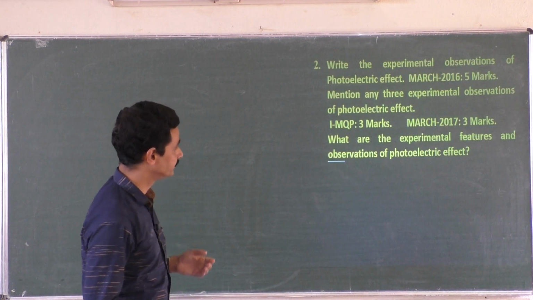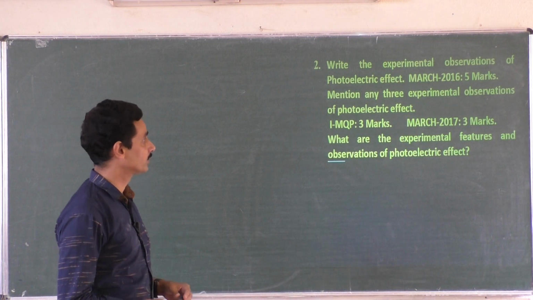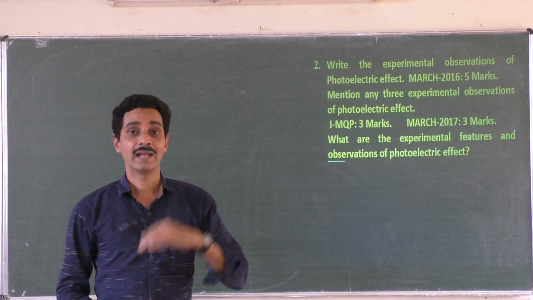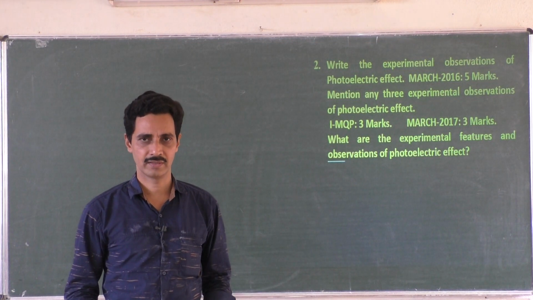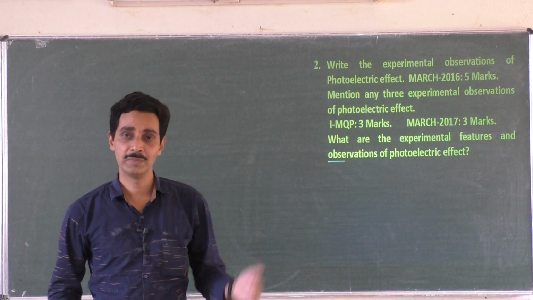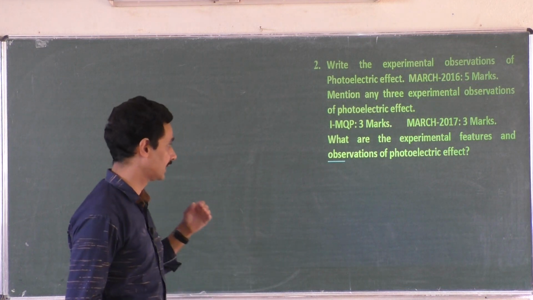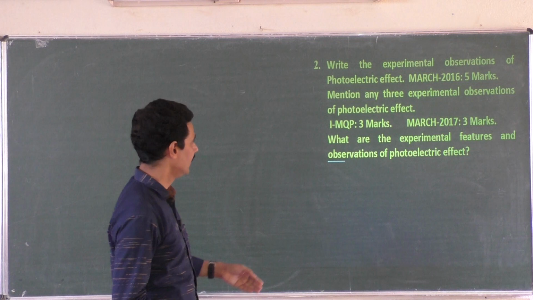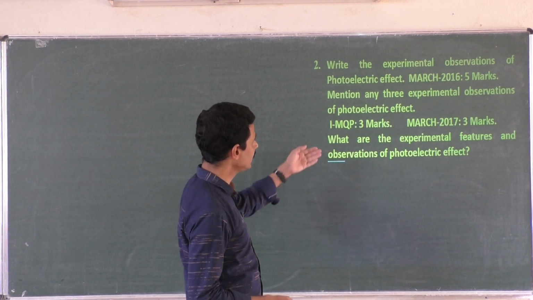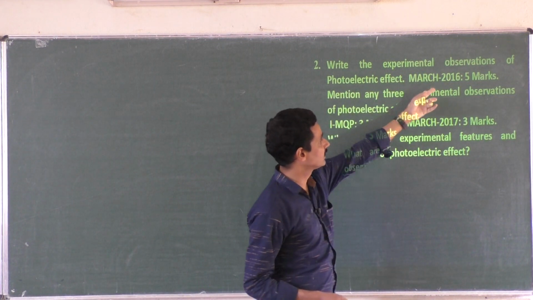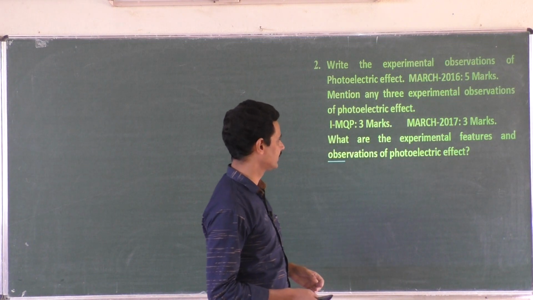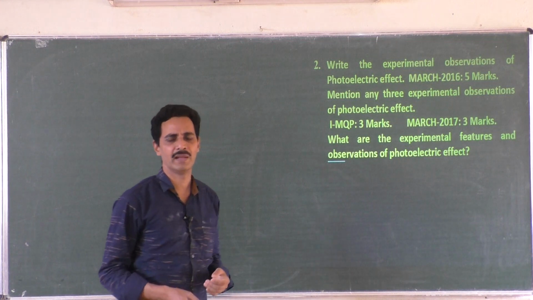Next question is, write the experimental observations of the photoelectric effect. Not Einstein's explanation, experimental observations of the photoelectric effect. That there is a minimum frequency below which photoelectric emission doesn't take place, and all. We will see those experimental observations. And you see how many times it is asked: March 2016, 5 marks, and the model question paper, March 2017. So it has been asked many times.